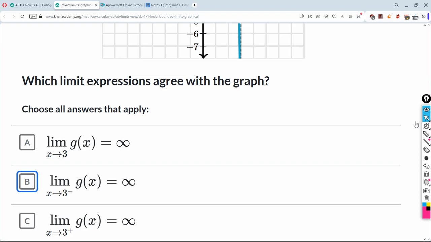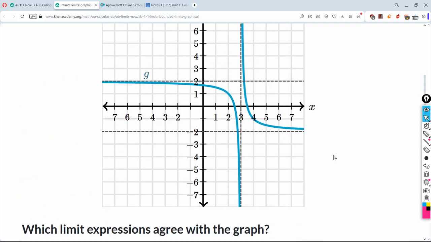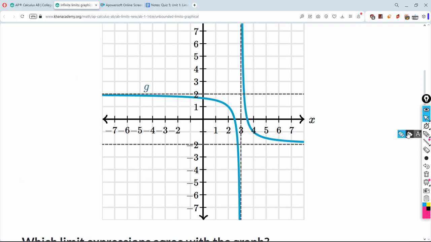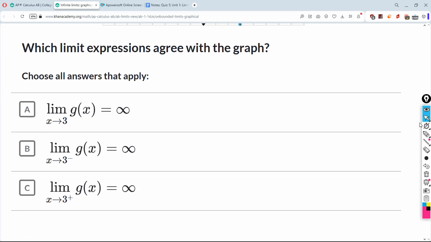So A is not true. For part B, x approaches 3 from the negative side. See if it's positive infinity. All right, x is approaching 3 from the negative side. So here's 3. From the negative side, as you approach 3, this goes down to negative infinity. Okay, so that's not positive infinity. So B is false.